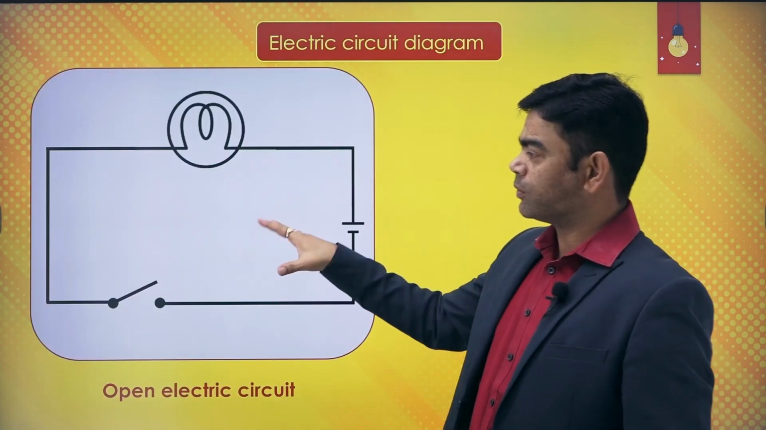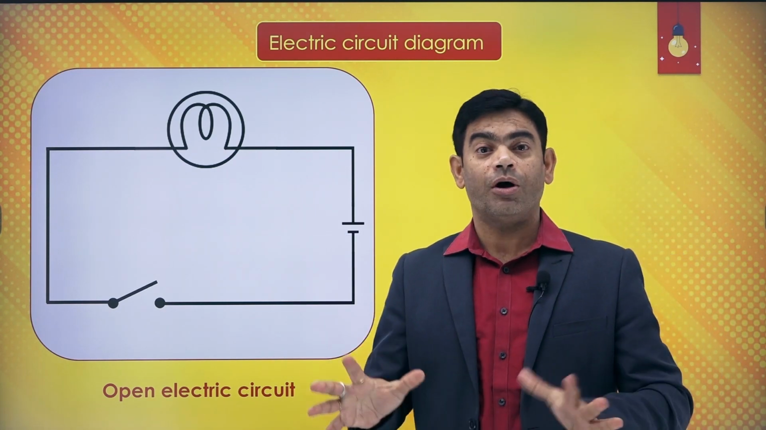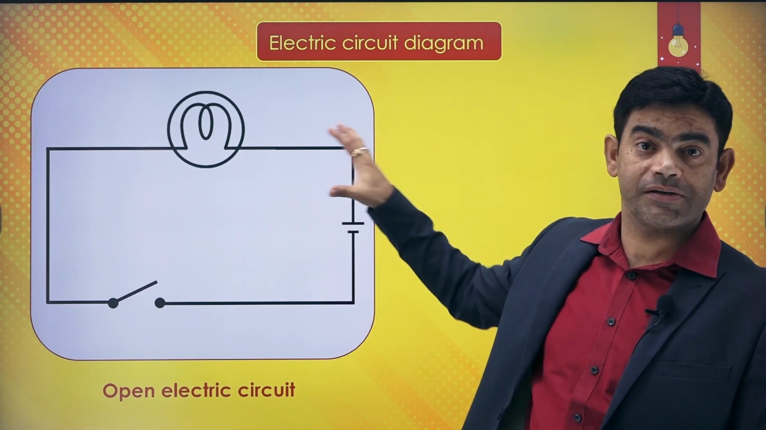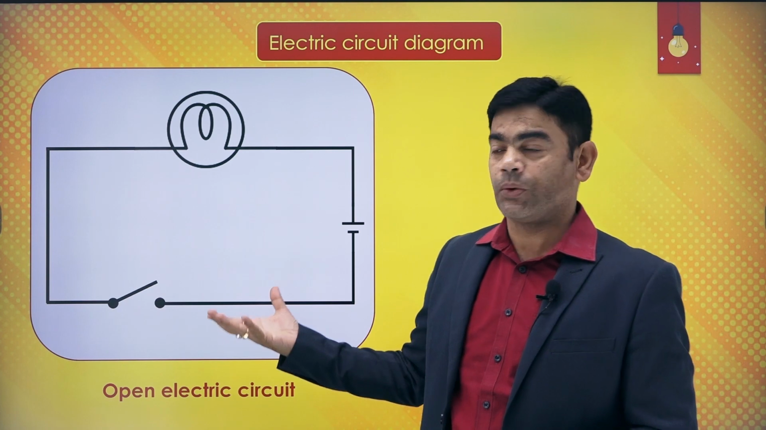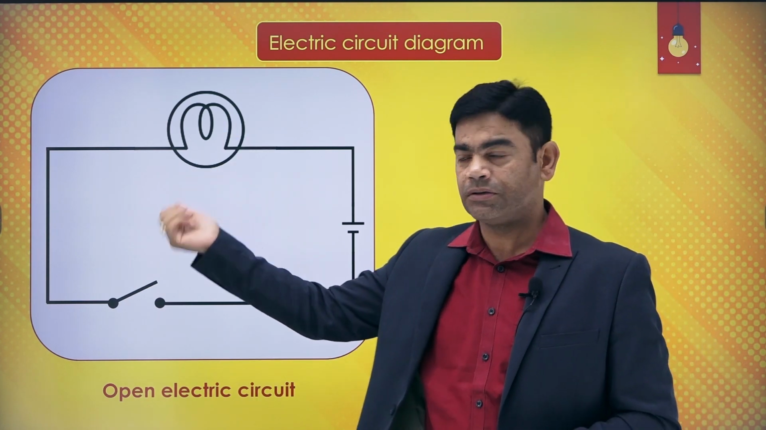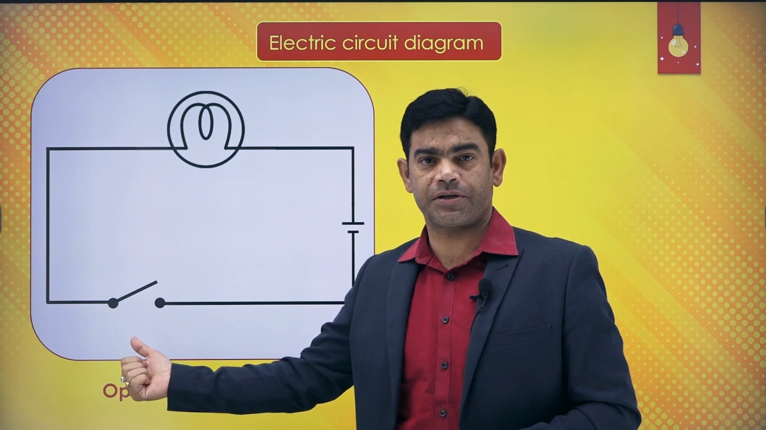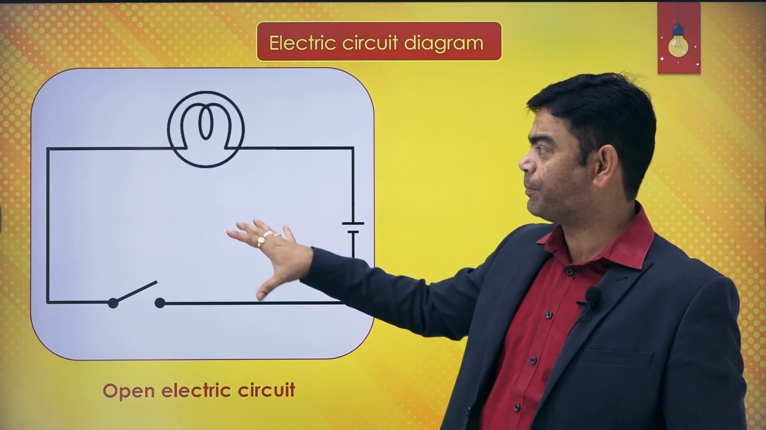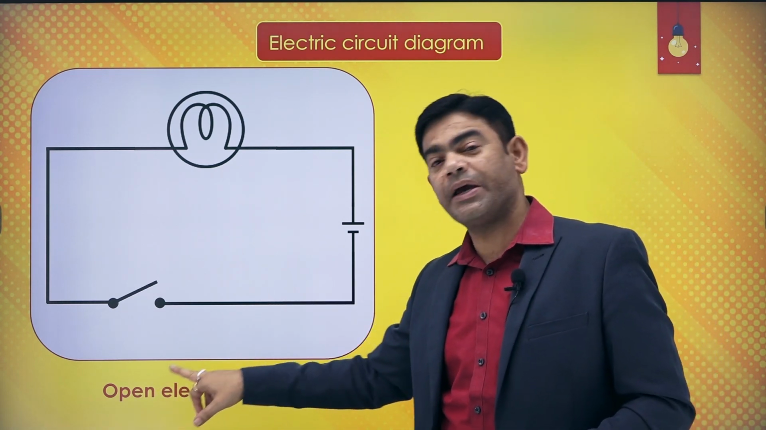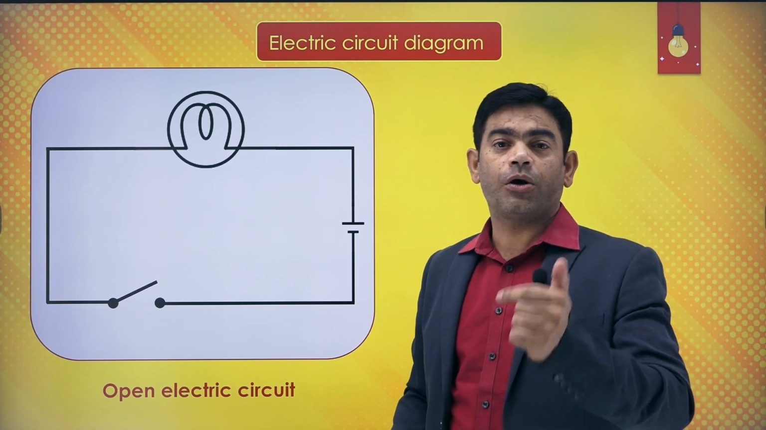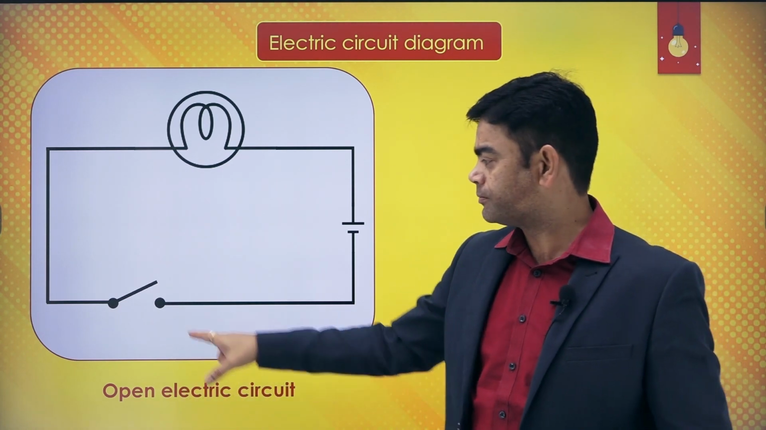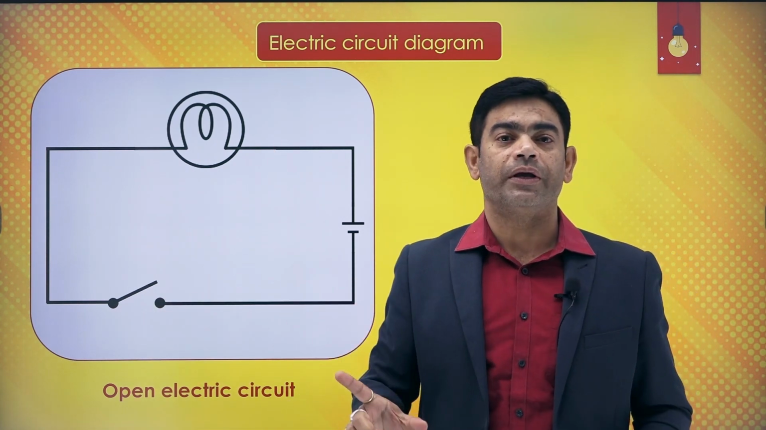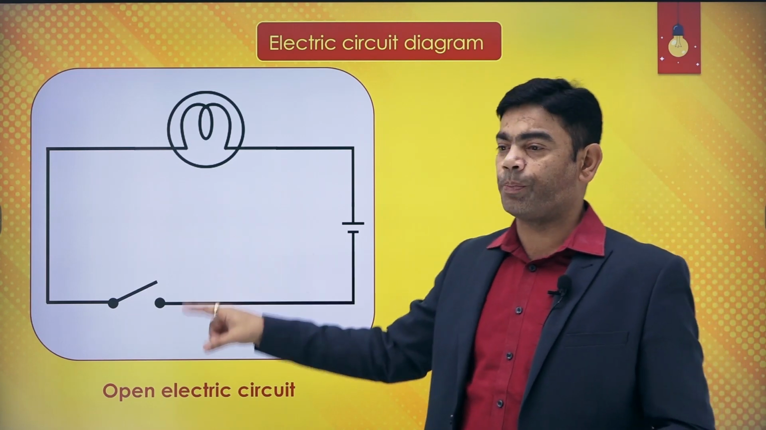Now this diagram, a summary of all together at one place, makes an electric circuit. This is an electric circuit diagram. You can see over here we have a bulb, we have a cell, we have a switch, and all are connected by connecting wires. So this is a complete circuit, and this is an open electric circuit. Why am I calling it open? See the switch condition, it is off, open circuit. The bulb doesn't glow in an open circuit.